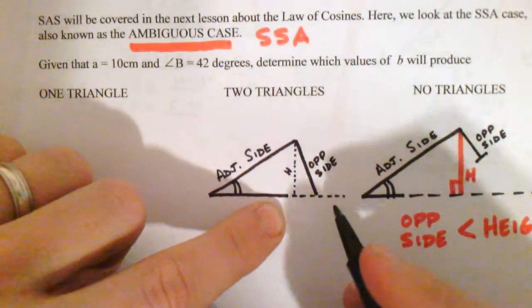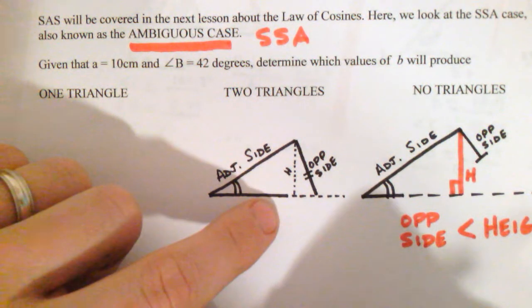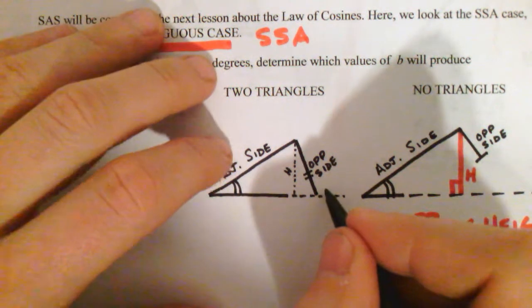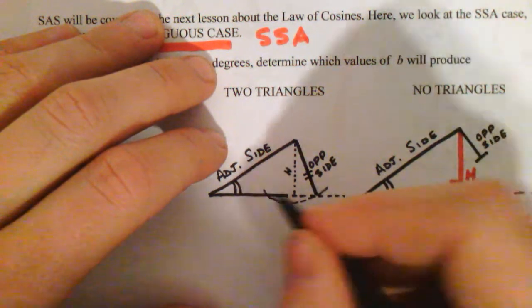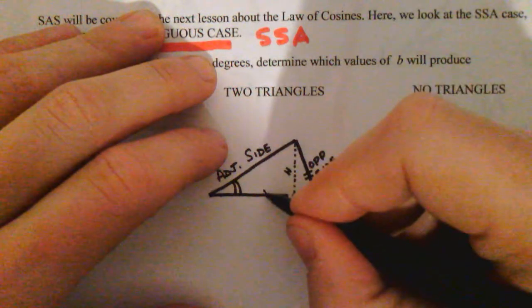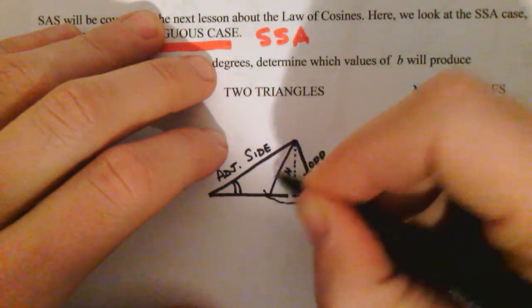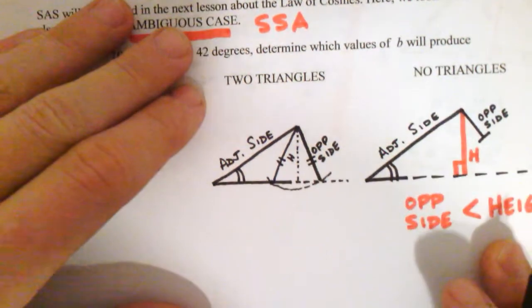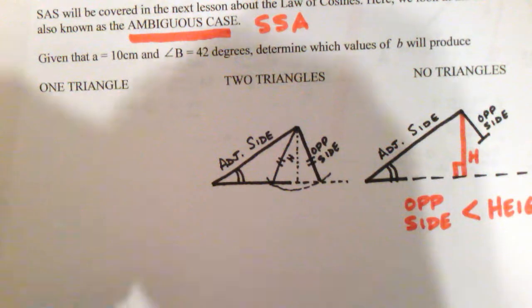Well, here's the thing. That distance is technically the same as this distance right here. So as a result, you end up actually getting two triangles.